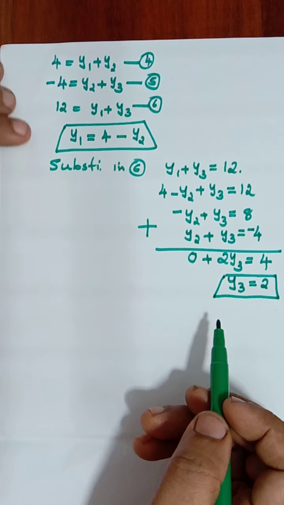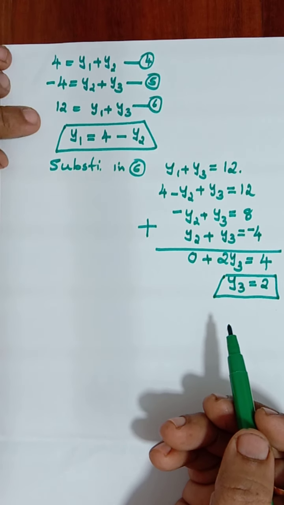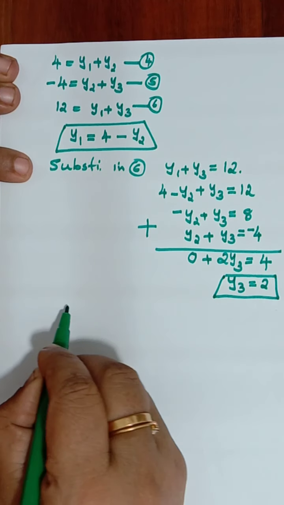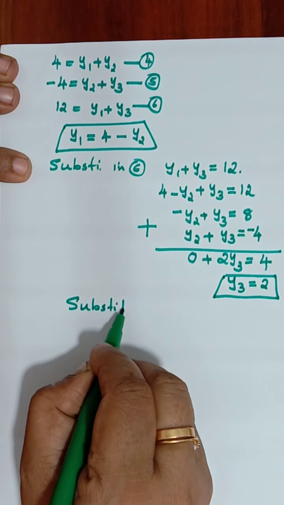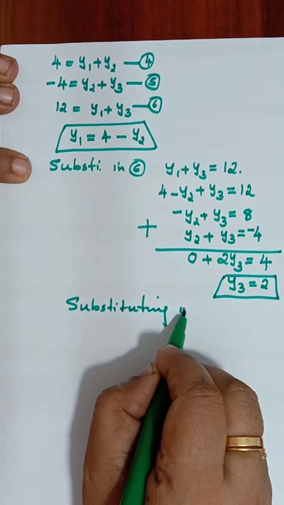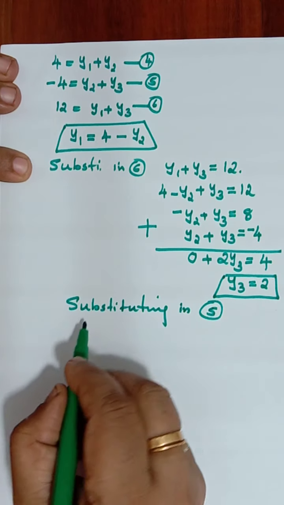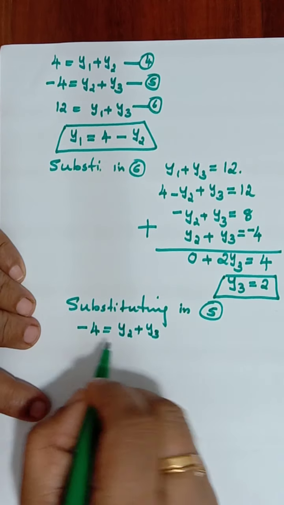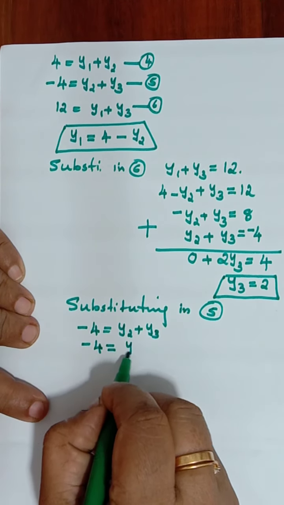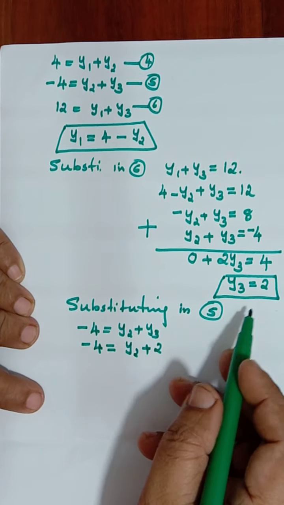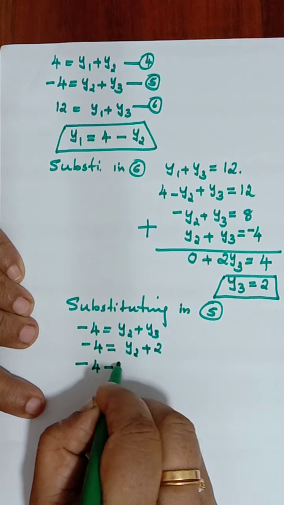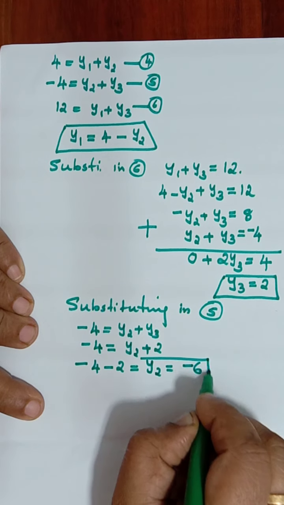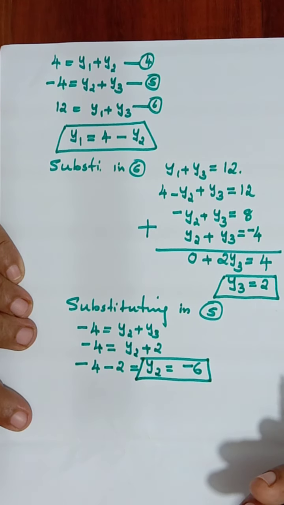Now this y3 value we can substitute in the fifth equation or the sixth one. So let us do that. Now I am going to substitute in 5. Negative 4 is equal to y2 plus y3. Minus 4 is equal to y2 plus 2, y3 value is 2. So what happens? Minus 4 minus 2 equal to y2. Both are having same sign, add it and give the same sign. So y2 is negative 6.